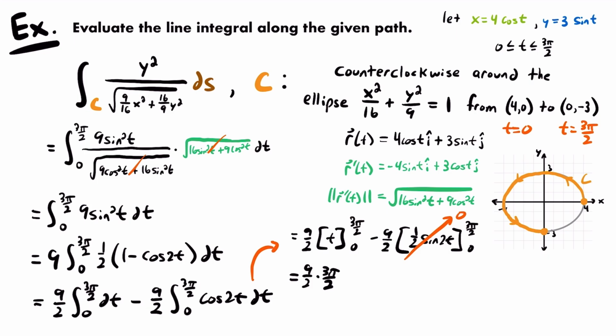Okay, the evaluation results in 0, so all we have left is 9 halves times 3 pi divided by 2, which simplifies to 27 pi divided by 4. And that doesn't simplify any further, so that is the final answer to this example. 27 pi divided by 4 is the value of this line integral given this path C.